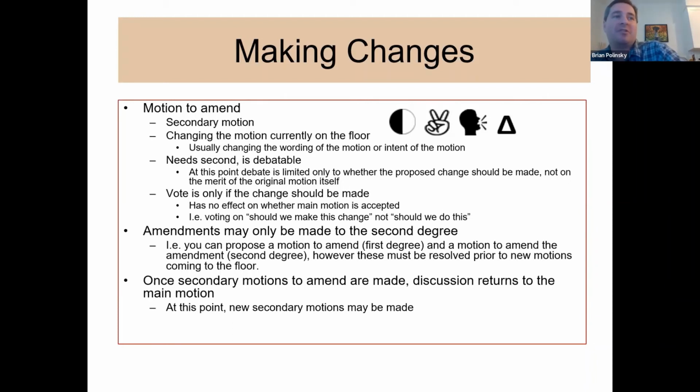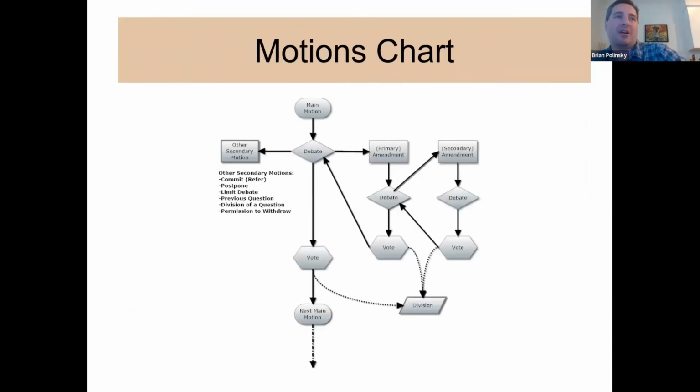Once secondary motions to amend are made, discussion then returns to the main motion. And at that point, new secondary motions may be made. So here's the motions chart. And this kind of shows you everything that goes on in a meeting related to motions in just one chart. You see at the top, we have the main motion, and then that moves on to debate. On the left side, there are other secondary motions that can be made. We haven't discussed those yet, and we will discuss those on some of the subsequent slides that I'll be going over. But then on the right, we have the motions to amend.